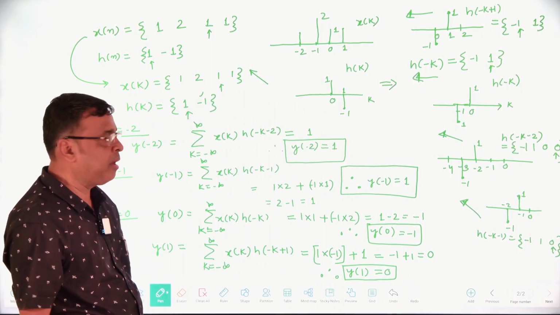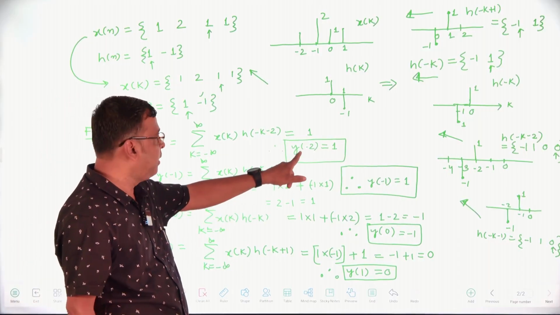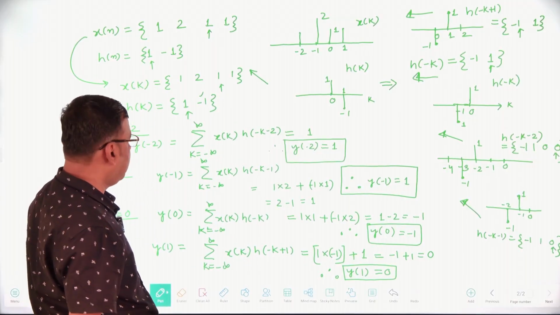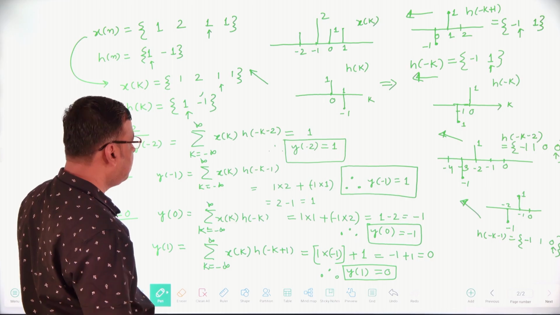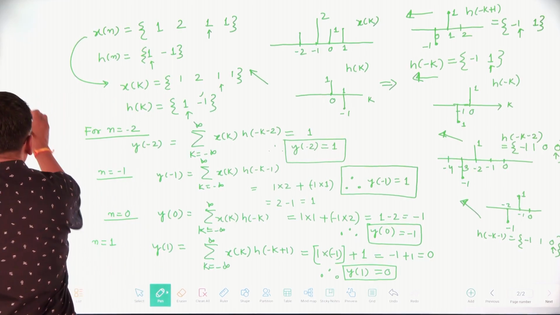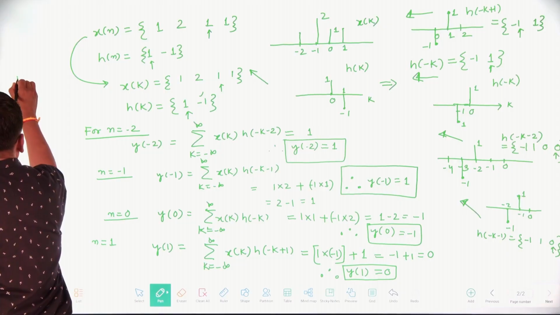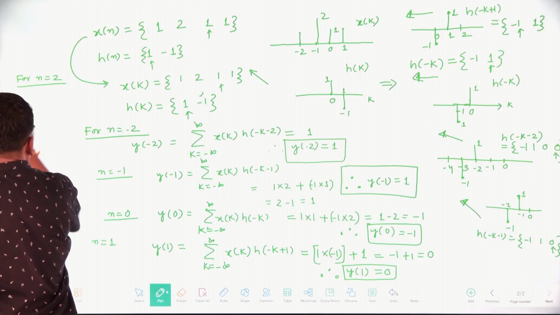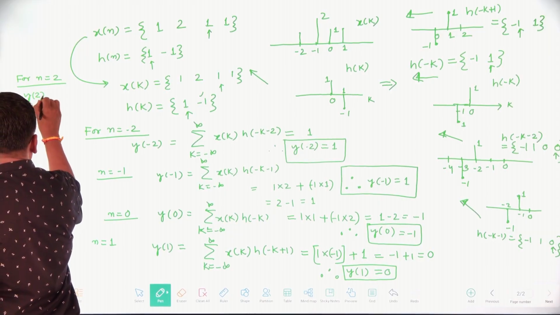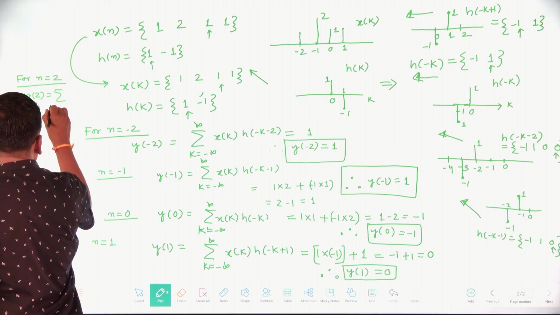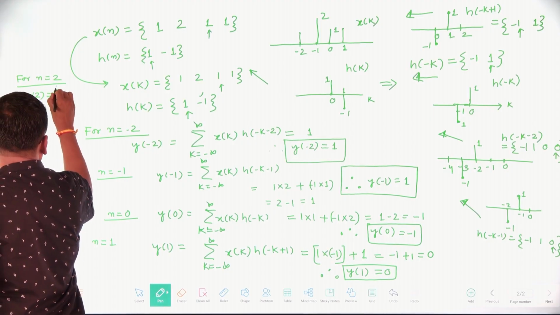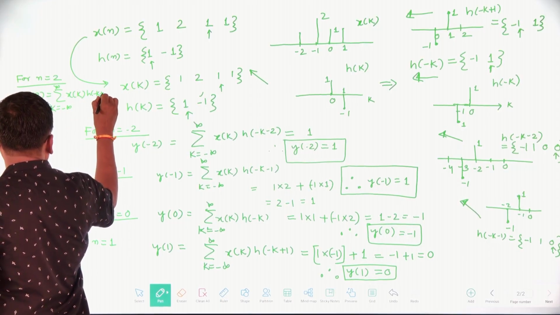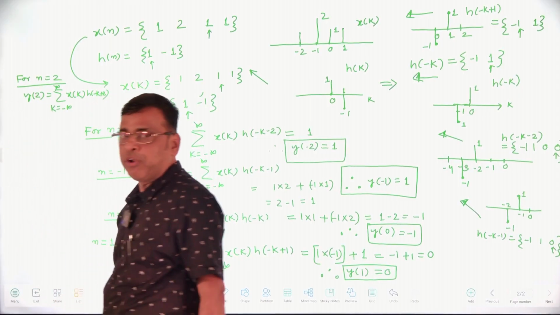So already we have calculated four values of y of n: minus 2, minus 1, 0, 1. Then come to n equal to 2, the last one. For n equal to 2, that is y of 2. Y of 2 equal to, same procedure, the summation over k from minus infinity to infinity of x of k into h of minus k plus 2.